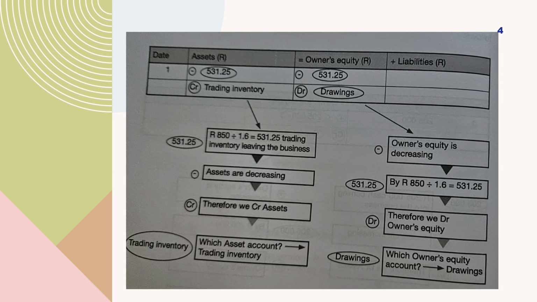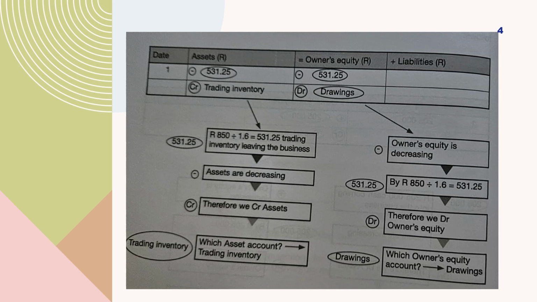So when the owner is taking goods, it means that trading inventory is decreasing, because trading inventory is leaving the business. So we are going to decrease our assets, because trading inventory is an asset, by 531 Rand 25 cents. And if the owner takes something for himself, we call that drawings. So it's like the opposite of capital. When he puts money into the business, it's capital.